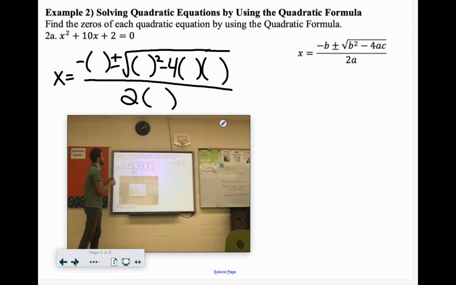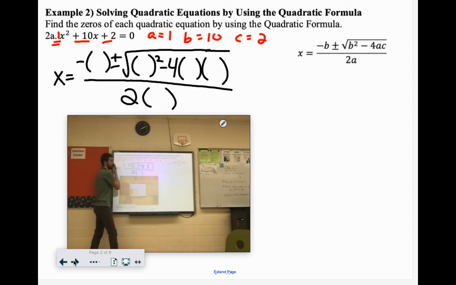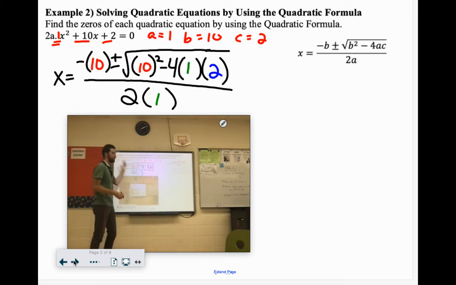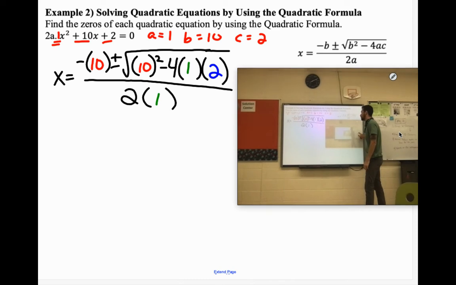So in our case, a is 1, right? It's always whatever's in front of the x squared. B would be 10, and c would be positive 2. So we'll drop them in. So opposite of b, b squared, 4ac, so a is 1, and then c is 2. Honestly, that's probably the hardest part, getting them in the correct space. Because you could rely on your calculator from here. You shouldn't need to. I mean, you guys are smart.